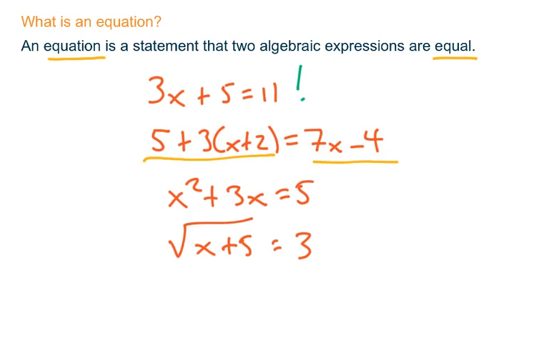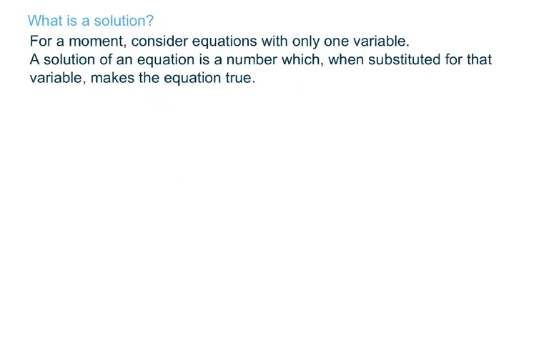What do we do with an equation? Well, this is another key word, solution. For the moment, let's just consider equations that only have one variable in them. We will change that as the semester goes along, in fact, pretty soon, and look at equations that have two variables or three or more. But for today, let's talk about equations with only one variable. A solution of an equation is a number which, when substituted for that variable, makes the equation true.